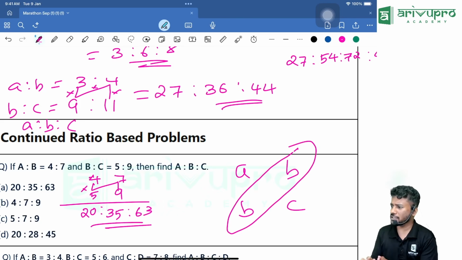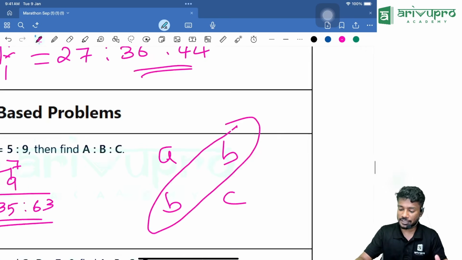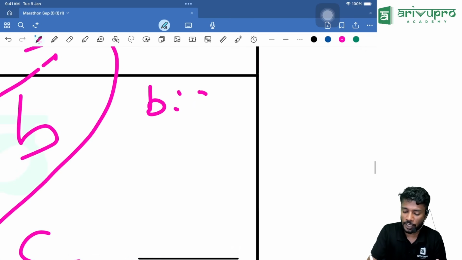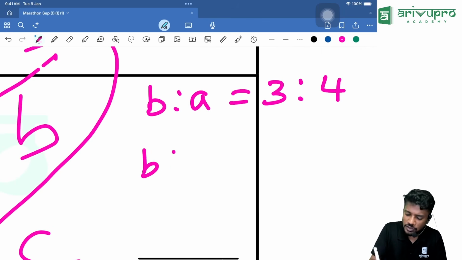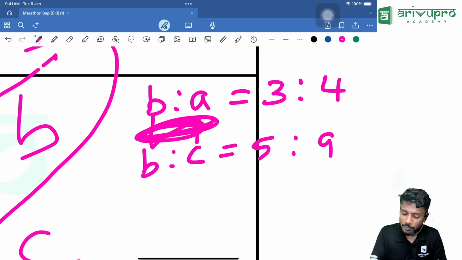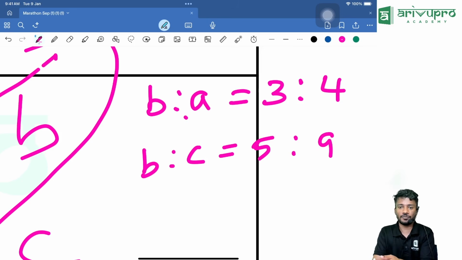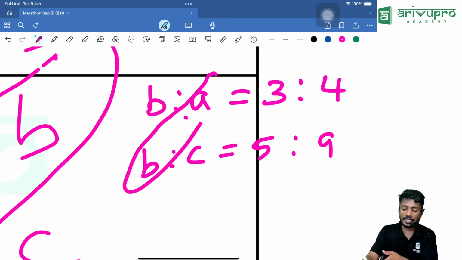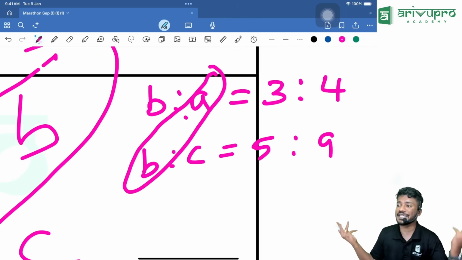If this is not same, what we will do? We will take the inverse and we will make it same. For example, the ratio is given as B is to A. B is to A is given as 3 is to 4. Then B is to C is given as 5 is to 9. Can you directly do this? No. Why? Because the diagonal is not same. Are you getting it? This diagonal should be same. Then only we can perform the operation.